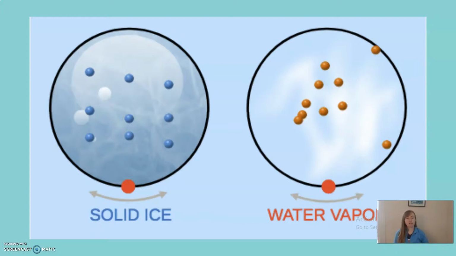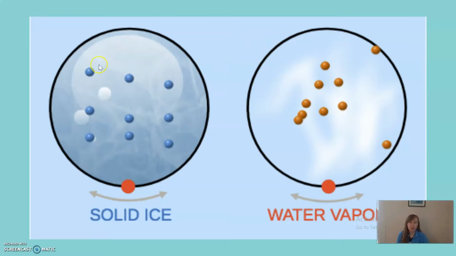These are some close-ups of water molecules. This is frozen, so this is ice. And this is a gas version of water, or water vapor. Which one of these has a greater thermal energy? And you can tell that they're roughly the same number of molecules. So let's assume they're the same mass, okay? Which one has greater thermal energy?